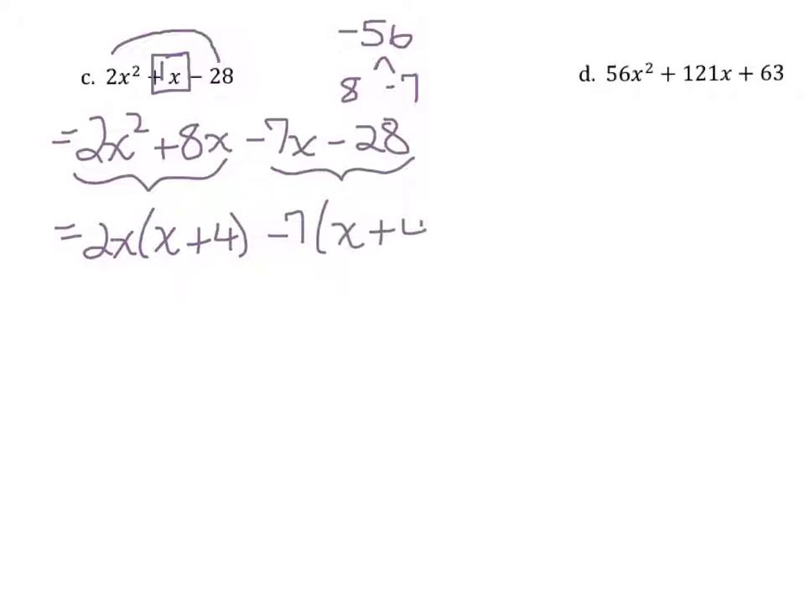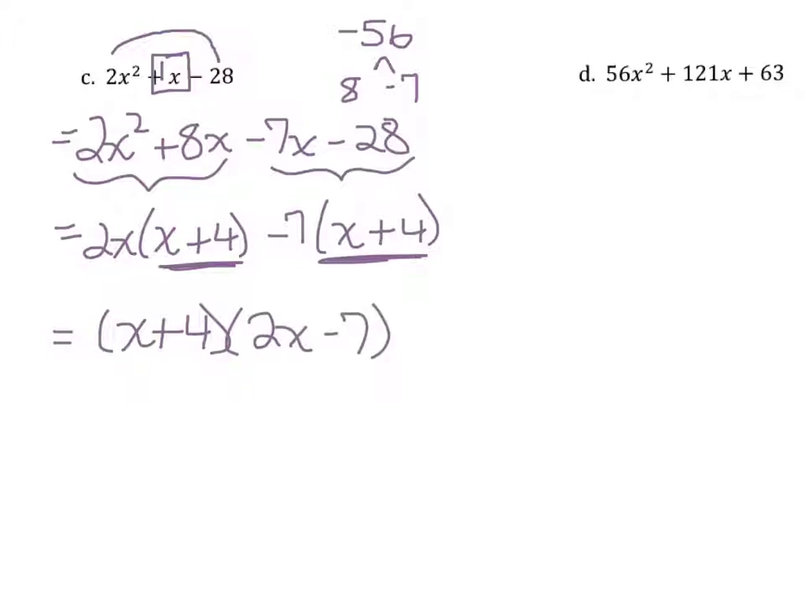x plus 4. Now that I have both of these x plus 4s here, I can factor that out, x plus 4. And I'm going to multiply that by the 2x minus 7 that's left after I factor out the x plus 4. Also remember in all these examples, you can multiply it all back out in order to check yourself, just as we've done previously.